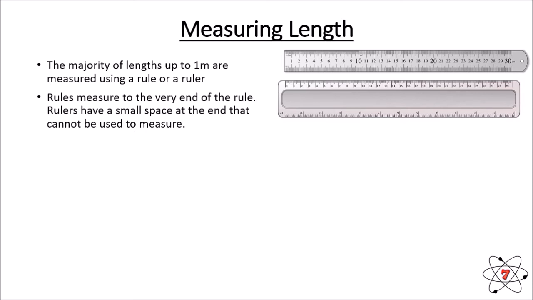So in the picture at the top, if you look, 0 millimeters or 0 centimeters is where it starts. A ruler has a small space at the end that cannot be used to measure. If you look at the picture of the ruler here, at 0 centimeters, there is a small gap to the left that cannot be used to measure.